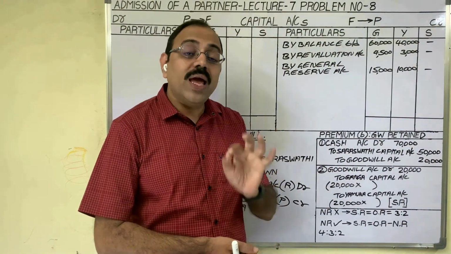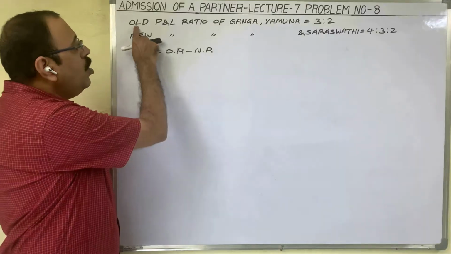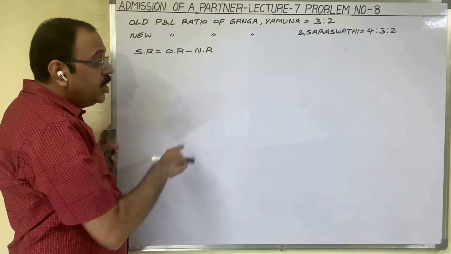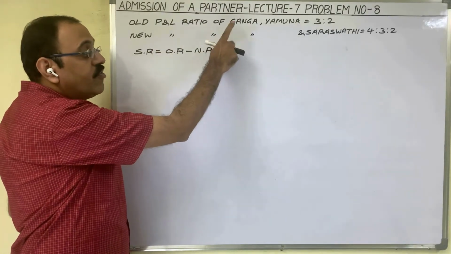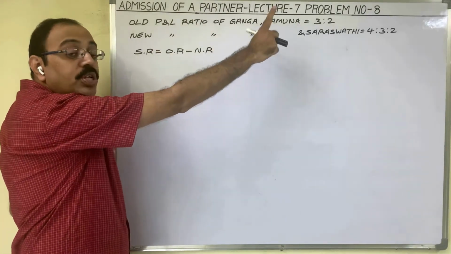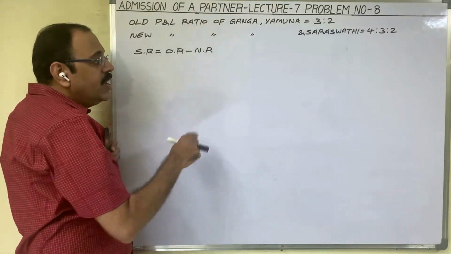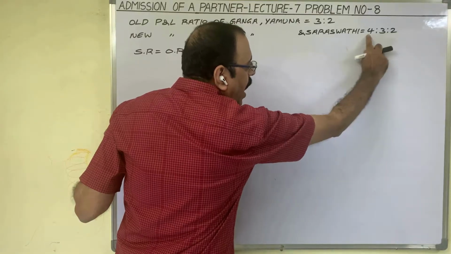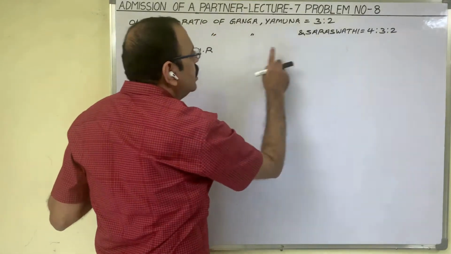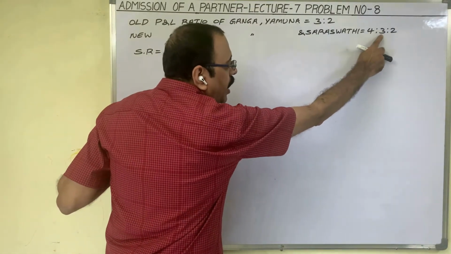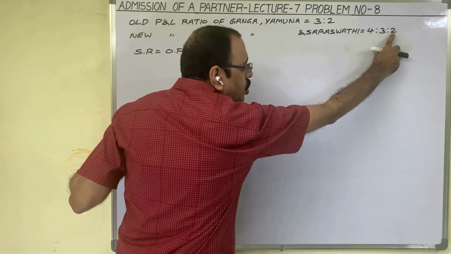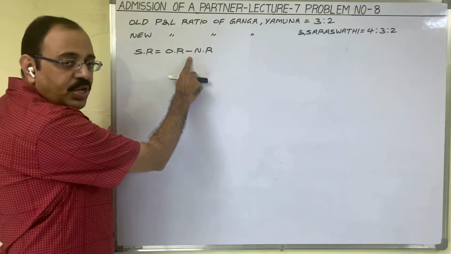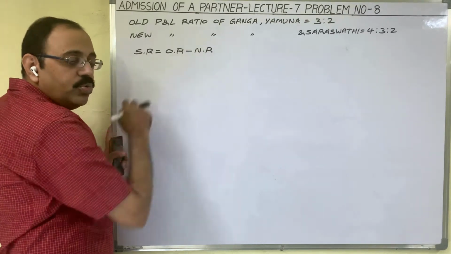Let us see how to calculate the sacrificing ratio. The old profit and loss ratio of Ganga and Yamuna is 3:2. The new profit and loss ratio of Ganga, Yamuna and Saraswati is 4:3:2. Here, Ganga's share is 4/9. Add these three numbers, 9 comes. Yamuna's share is 3/9. Saraswati's share is 2/9. Now, you know the formula for sacrificing ratio: old ratio minus new ratio.